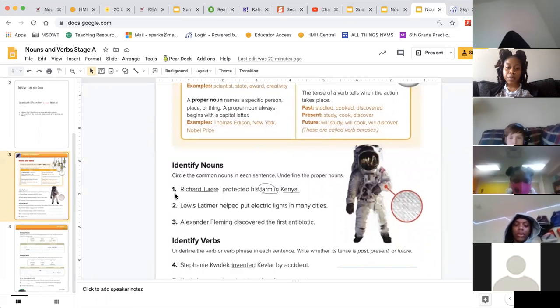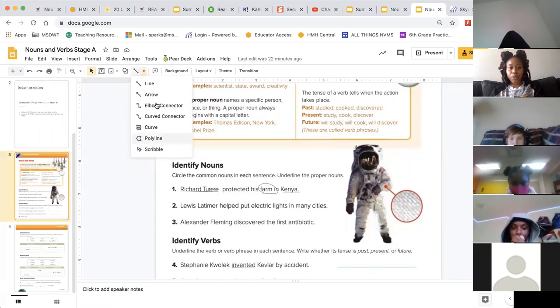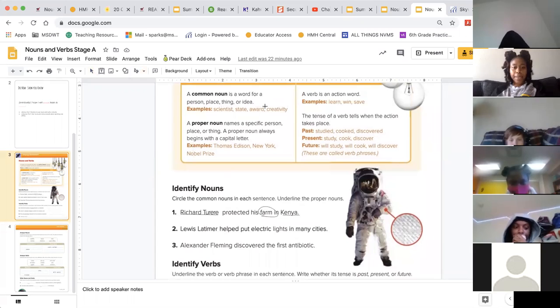Lewis Latimer helped put electric lights in many cities. So let's start with common nouns. There are two common nouns in this sentence that we need to circle. Where are they? Remember, when you are using the Google Slides, if you go to this line here, you're able to scribble and you're able to draw lines. So I'm going to use this scribble feature to circle. What's a common noun? So common noun, remember, is a word, person, place, or thing. What do I need to circle?